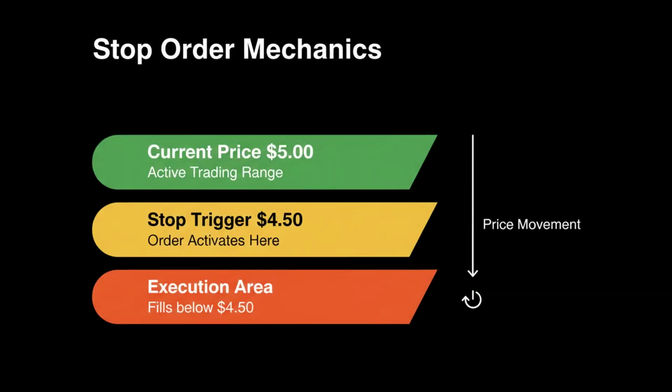Finally, stop orders act as a trigger mechanism for risk management. Once the price passes a specific level, the order activates. A stop market turns into a market order once triggered, guaranteeing an exit but potentially at a bad price during a crash. A stop limit turns into a limit order, giving you price control, but leaving you with the risk of holding the bag if the price gaps through your limit entirely.